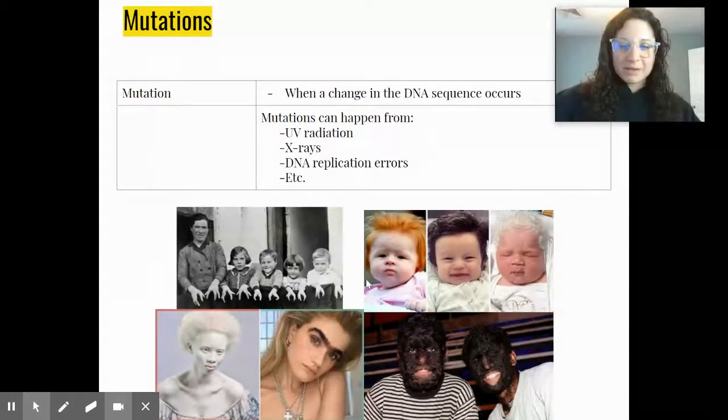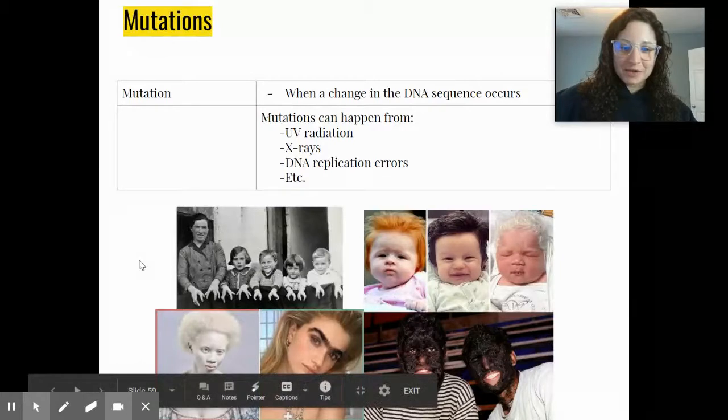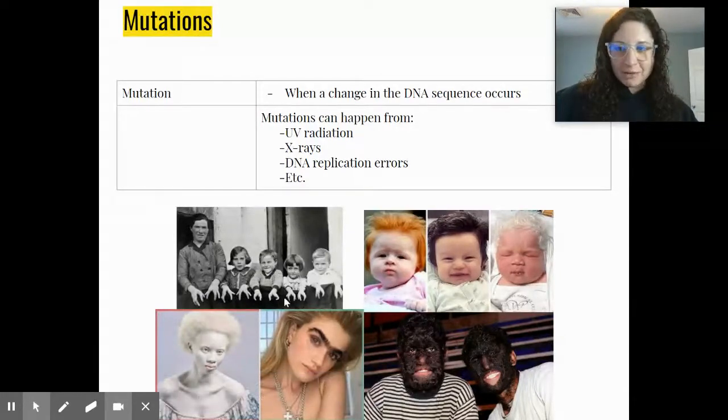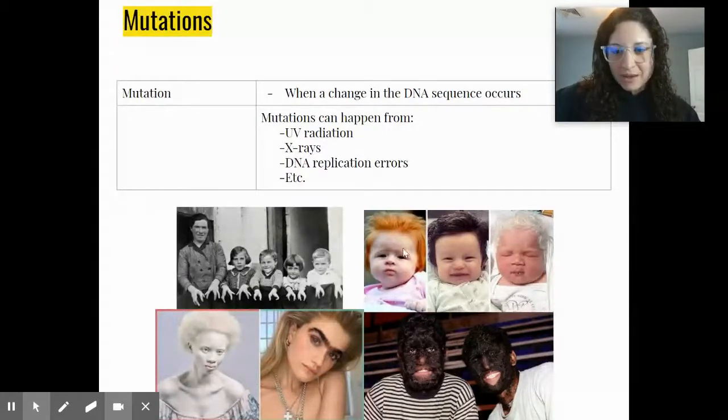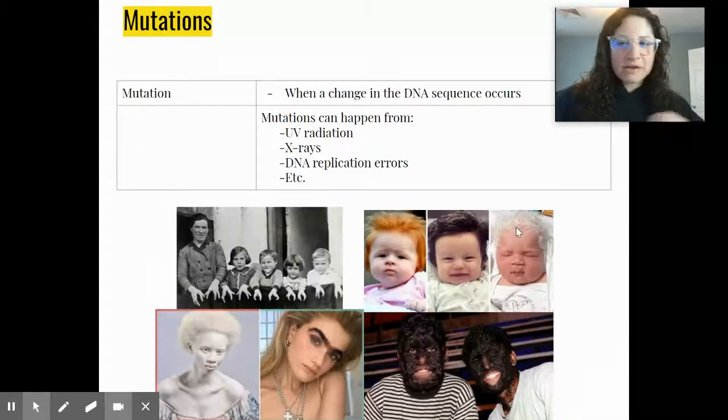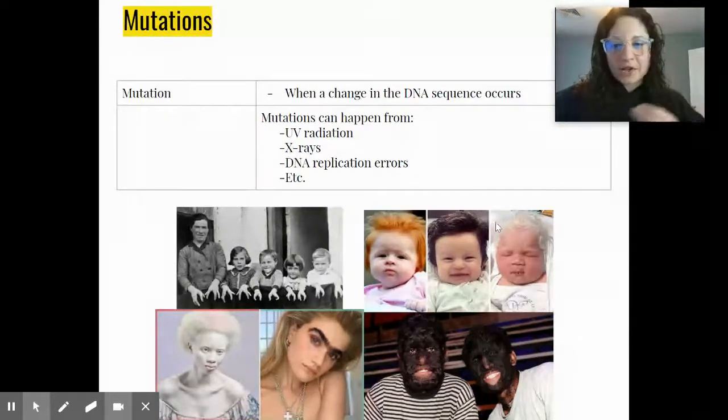These are some pictures of some different types of mutations. This is showing you some finger mutations down here. I forget what this one is called. This is showing you different hair colors. Remember, different alleles are different mutations. I'm not sure which is the wild type, whether it's brown hair, red hair, or blonde hair, but one of these is the wild type, and the other two are going to be mutations.